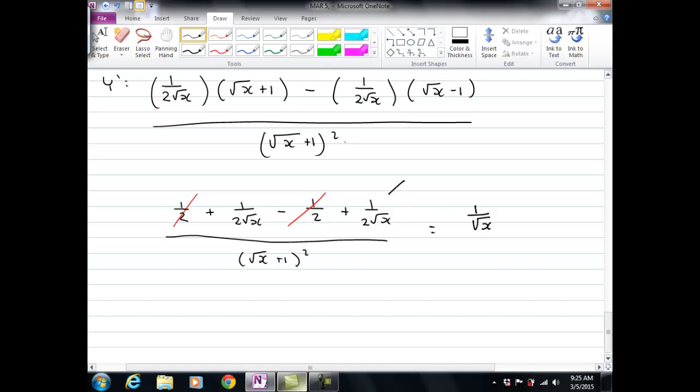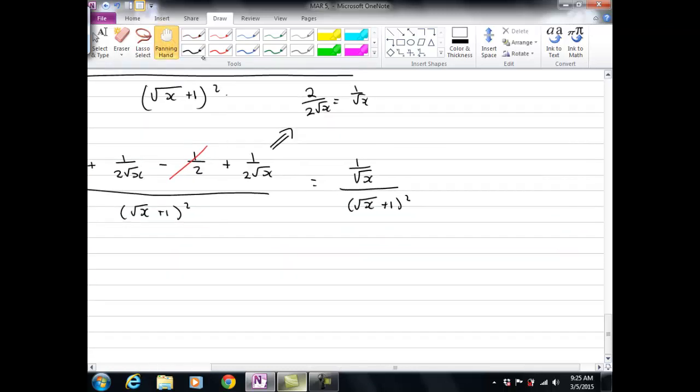Now, if you're lost where it came from, watch what I'm going to do. My denominators are the same, so I can write down 2 over 2 root x, which becomes 1 over root x, all over (root x plus 1) all squared. Problem is, I can't leave it like this because it's a fraction on top of a fraction. So let's rewrite this into something a bit nicer. So that becomes 1 over root x times (root x plus 1) all squared.